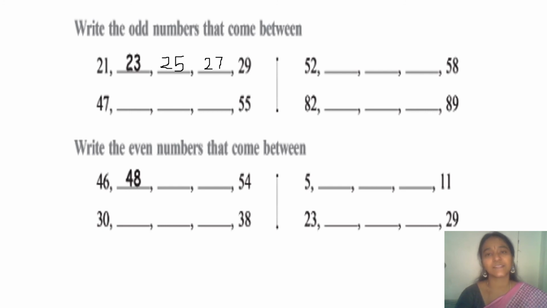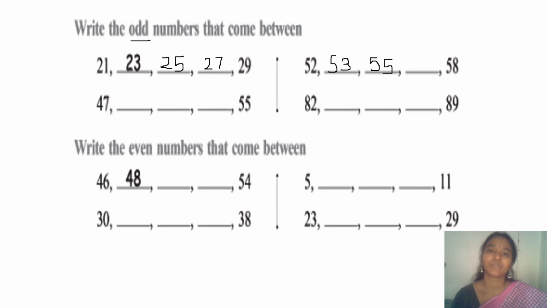Okay. Next, this one 52 and 58. What we have to write? We have to write odd numbers, right? So after 52, what is the odd number? 53. Because 52 is even number, so 53 is your next odd number. Next, after 53, what will come? 54, which is again an even, and after 54, 55. Number ending with 5 is an odd number.